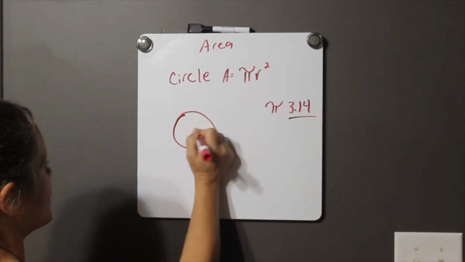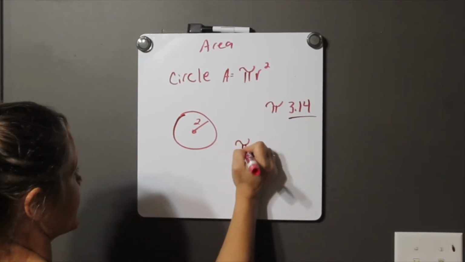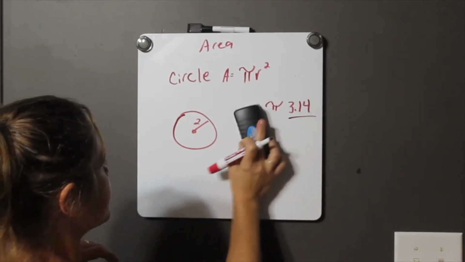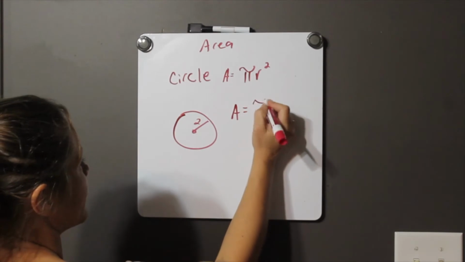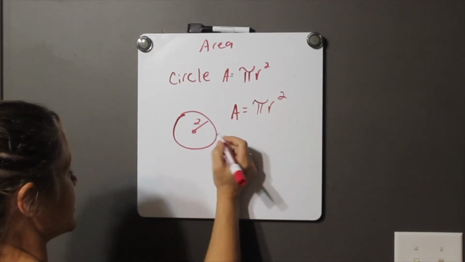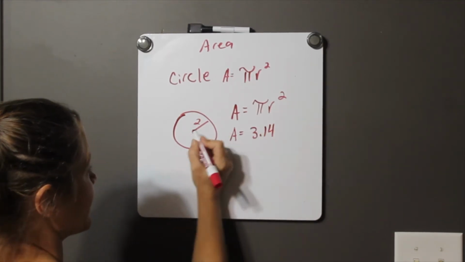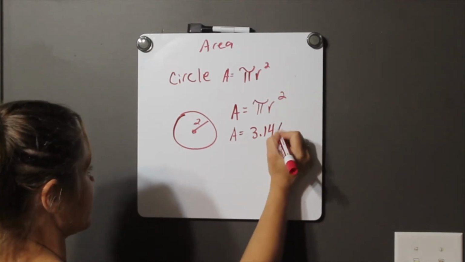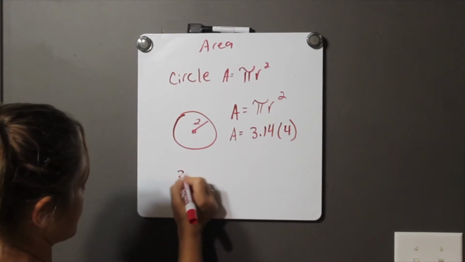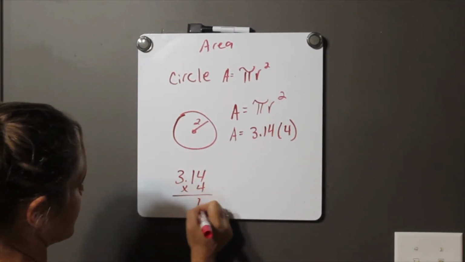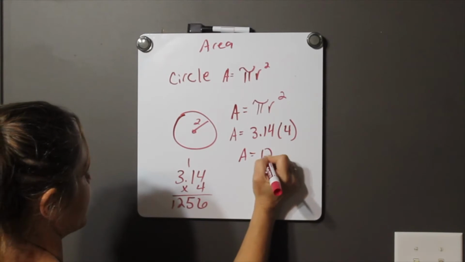So let's say we have a circle with a radius, r means radius, of 2. We would say area equals pi r squared. So area equals 3.14 times our radius squared. Our radius is 2. 2 squared is 2 times 2 is 4. So we just do 3.14 times 4, which is 12.56.